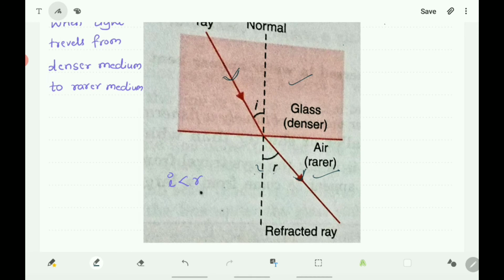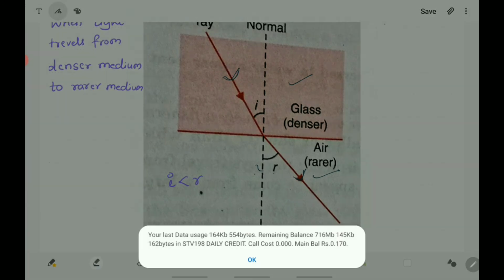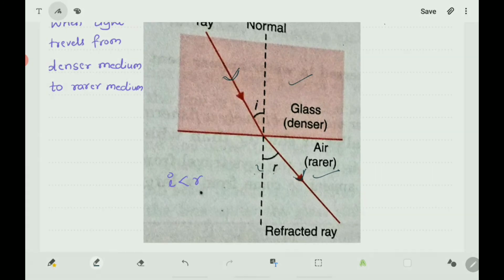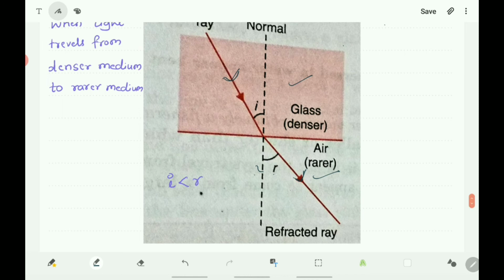See the ray of light here, see the path of light here. It moves away from the normal to the surface. In this case, the angle of refraction is greater than the angle of incidence, that is i is smaller than r. The angle of incidence is smaller than the angle of refraction.